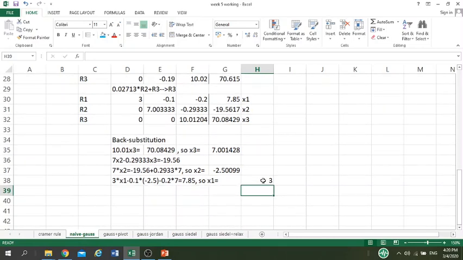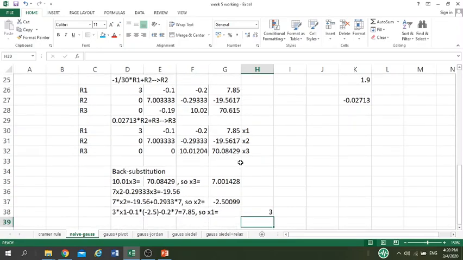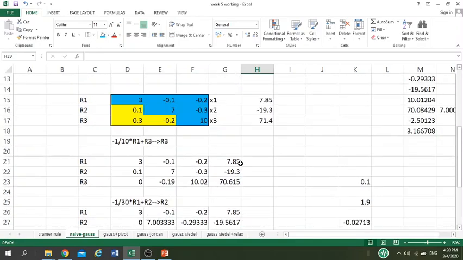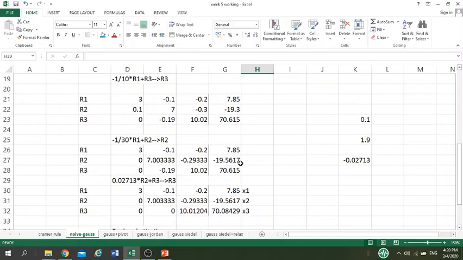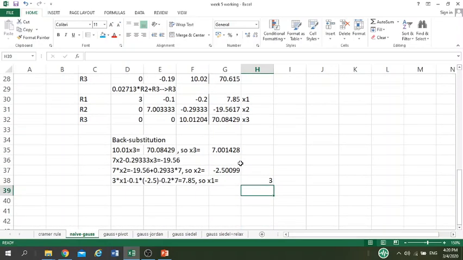So x1 is 3, x2 equals minus 2.5, and x3 equals 7. You can verify my answer using your own calculator. I hope you understand my demonstration, and we will meet again in the next series of lectures.